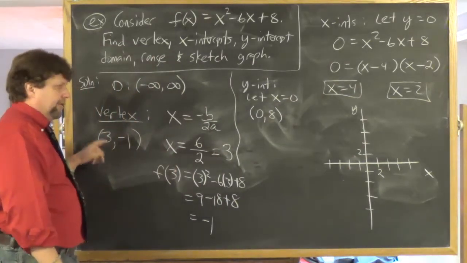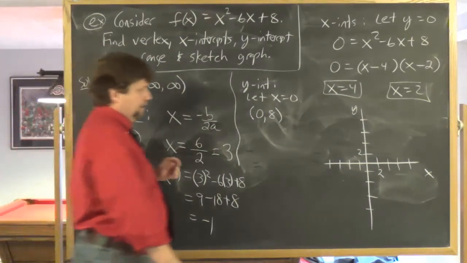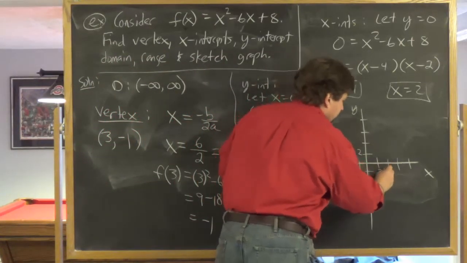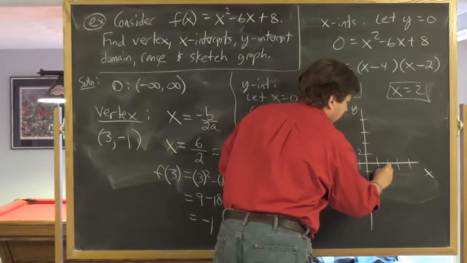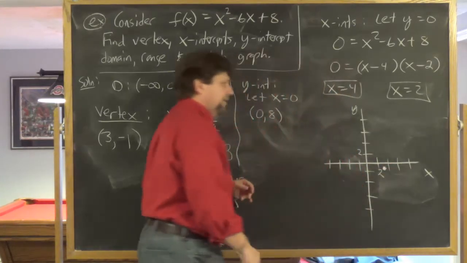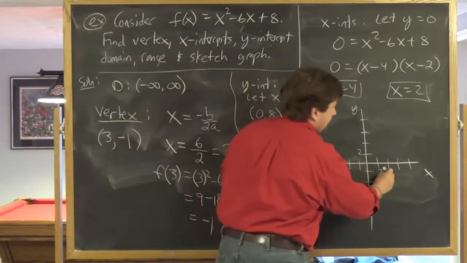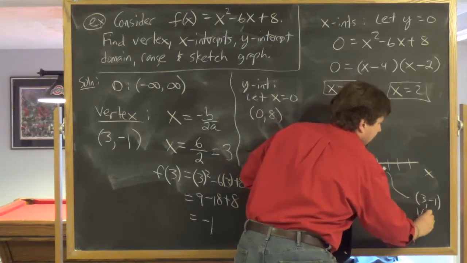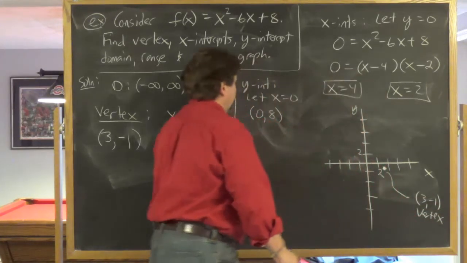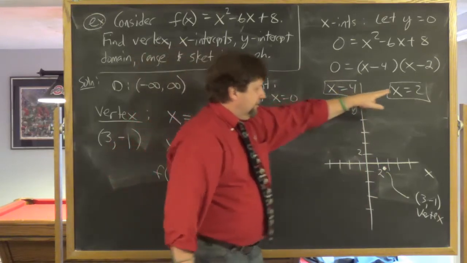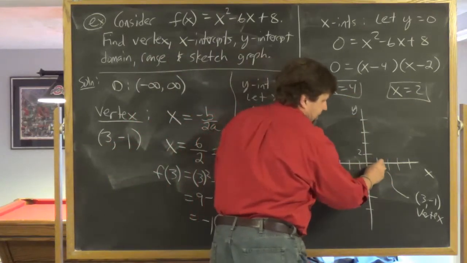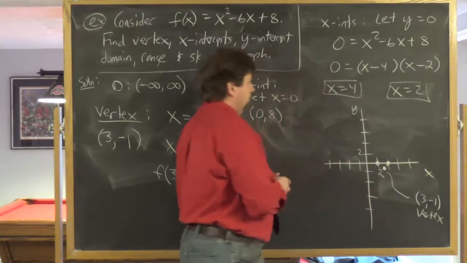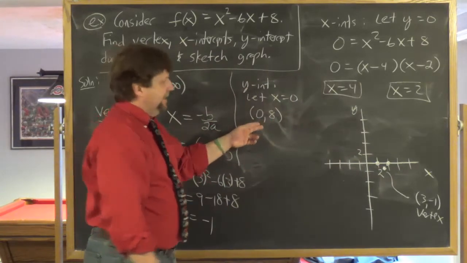So here we are. Let's plot the vertex. 3, negative 1. Well, if that's 2, that's 4. 3's in the middle. So the vertex of 3, negative 1 is about right there. We draw a little leader line off of this to label it. That's 3, negative 1. That is the vertex. X-intercepts at 4, 0 and 2, 0. So x-intercept at 2, 0. X-intercept at 4, 0. Y-intercept at 0, 8.